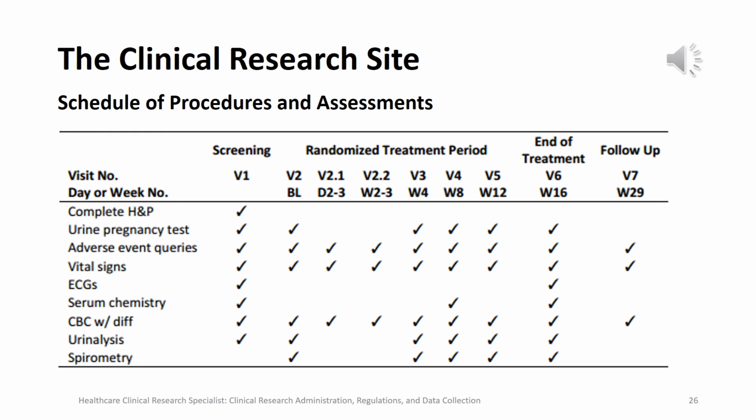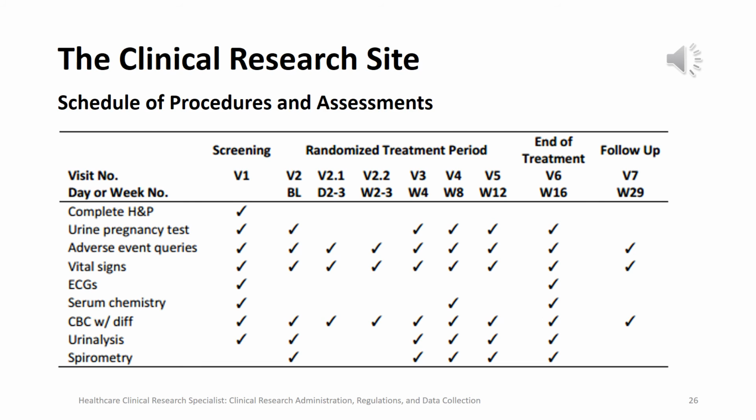And then as you can see, as you move through the trial all the way from visit 1 over to visit 7, you can see which activities are going to occur during each visit. So that's going to tell us what we need to do when the subject comes in for each visit.